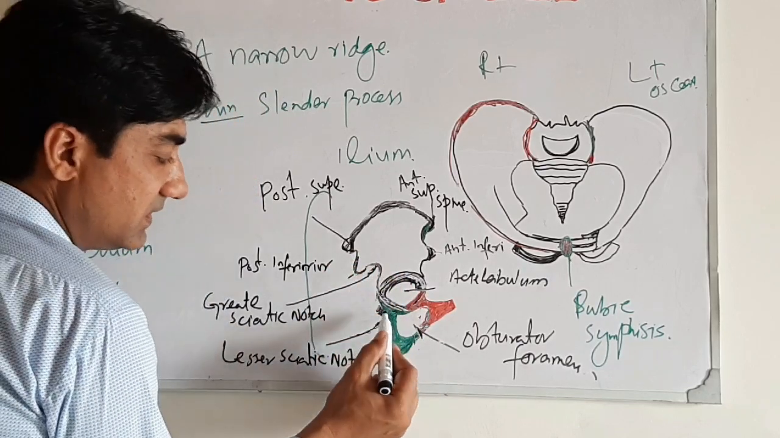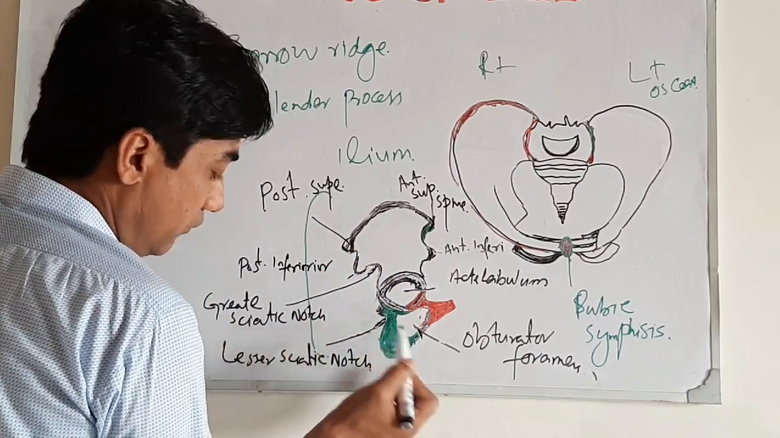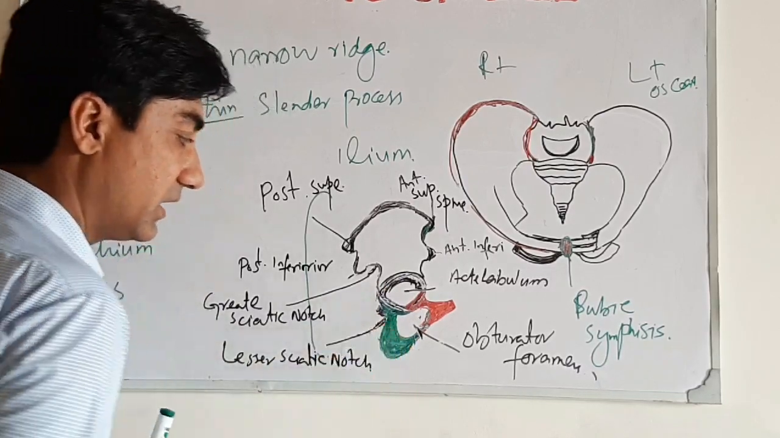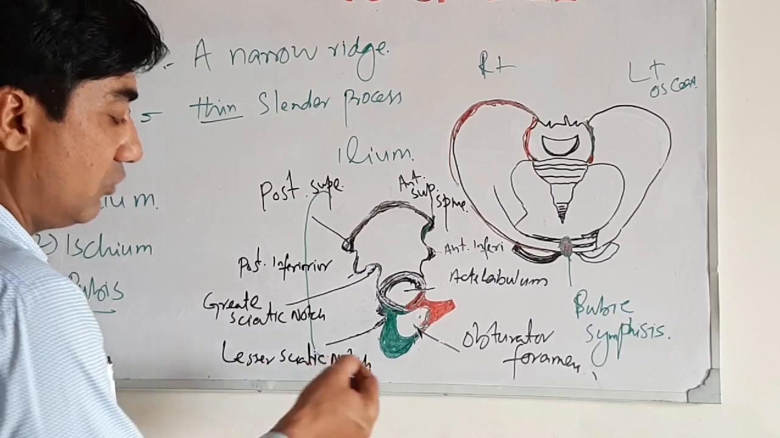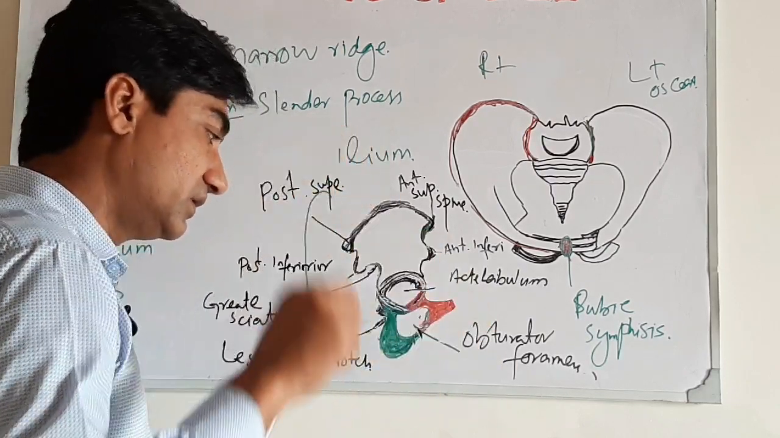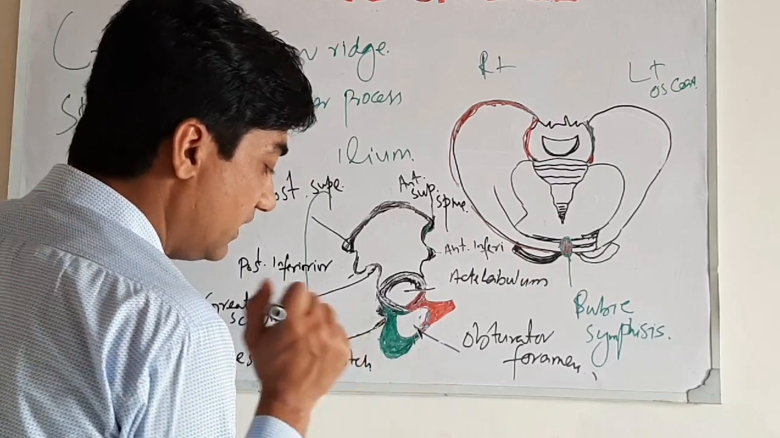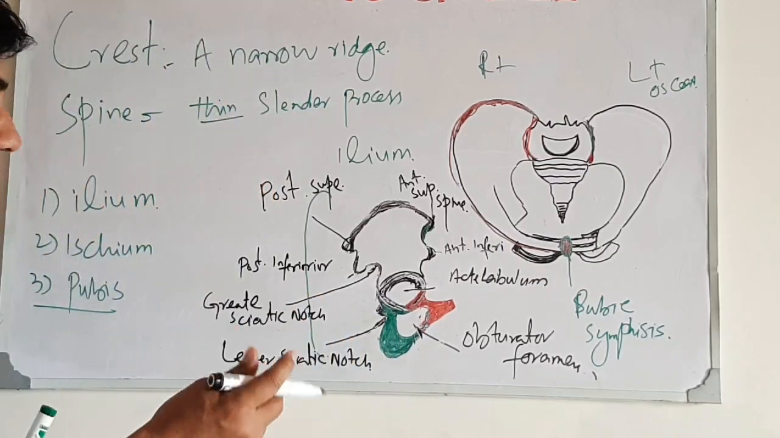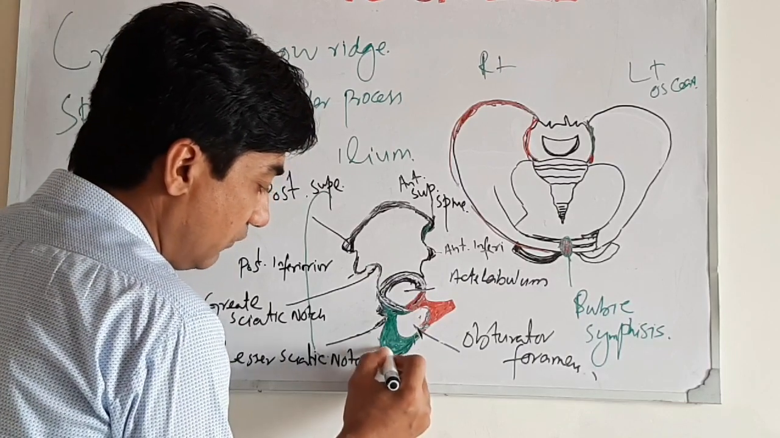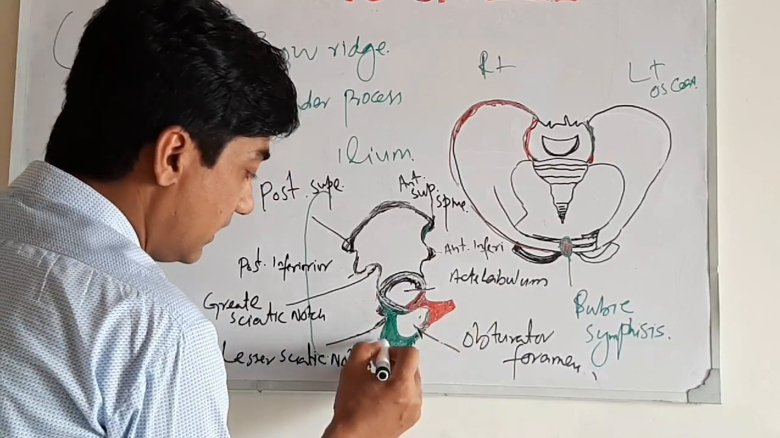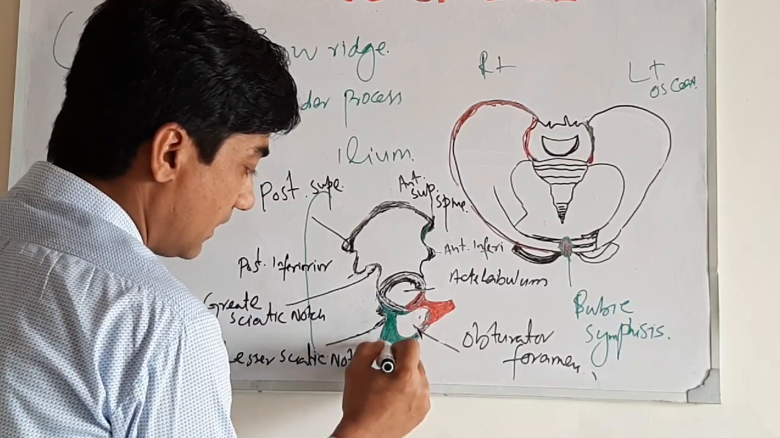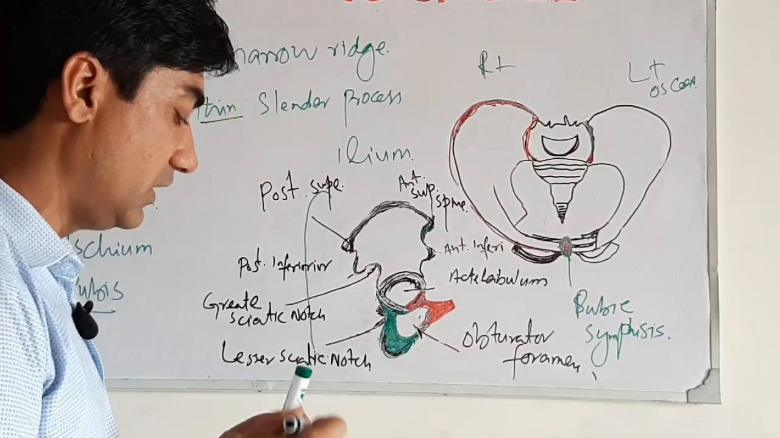And below the ischial spine there is another, we have discussed the lesser sciatic notch. Here is the lesser sciatic notch. Below the lesser sciatic notch there is a rough and thick surface that's called the ischial tuberosity. When we are in a sitting position, we can easily feel this tuberosity with a finger. This is the ischial tuberosity.